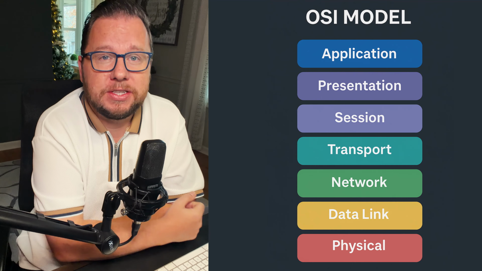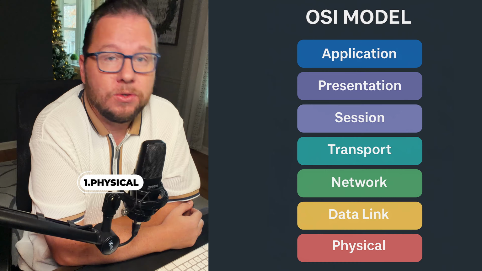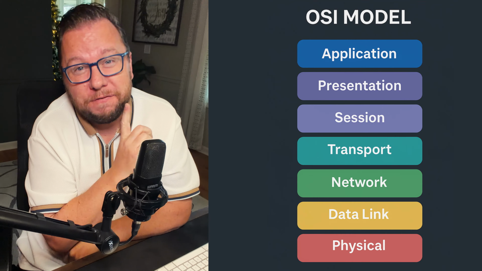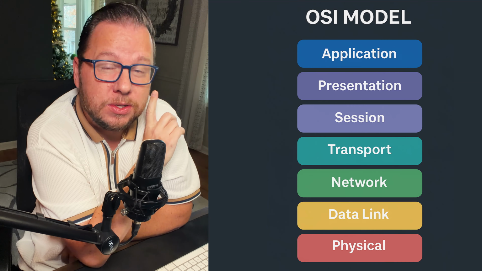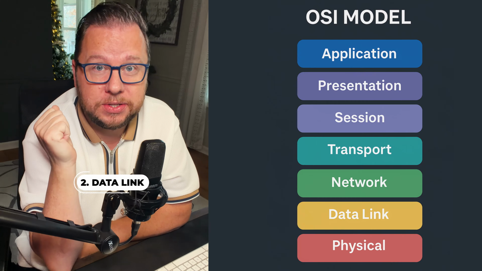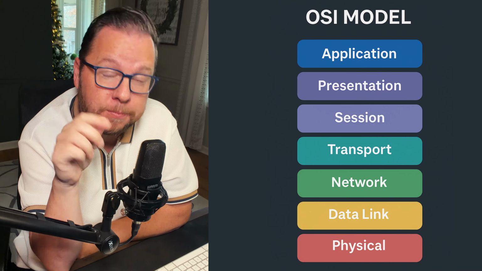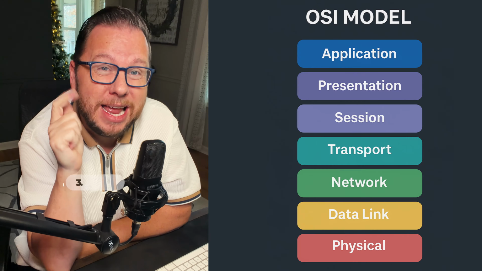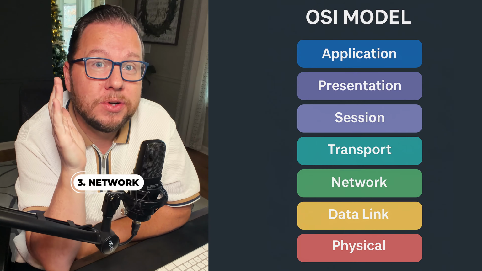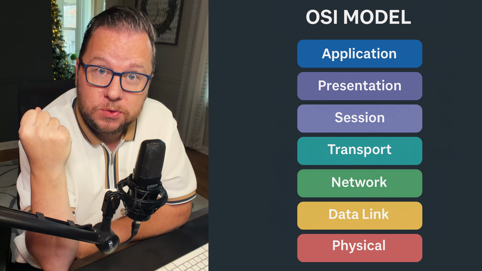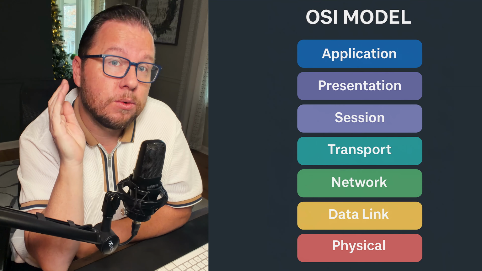Number 1 is the physical layer. This is the hardware, the cables, the connectors, electrical signals, fiber light pulses, literally the physical stuff that carries the ones and zeros. After that, you have the data link layer. Here's where raw bits become frames, and devices use MAC addresses to communicate on the same network segment. Switches live here. After that, you have the third layer, which is the network layer, the layer where IP addresses and routing happen, and this is where data becomes packets so it can travel between networks. Layer 3 is where the routers live.